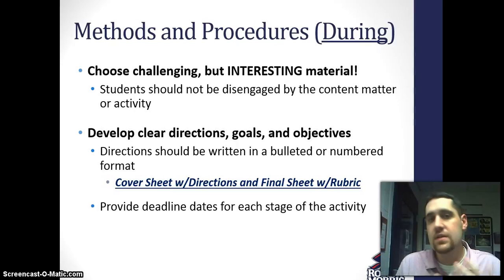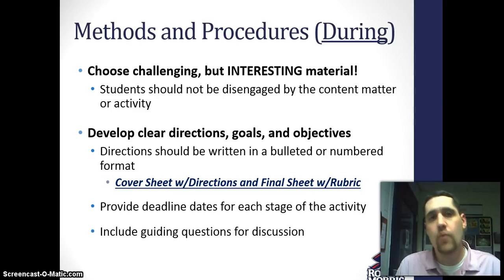Provide deadlines. This is another suggestion, because if you're able to say, look, step one of this project needs to be done by this date, students are able to chunk the project and it doesn't seem so overwhelming to accomplish. And include some guiding questions. You could do this verbally as the teacher, coming around and making sure that the students are working together on this properly, or you can have guiding questions on a worksheet that can guide them through some ideas that they're working on.